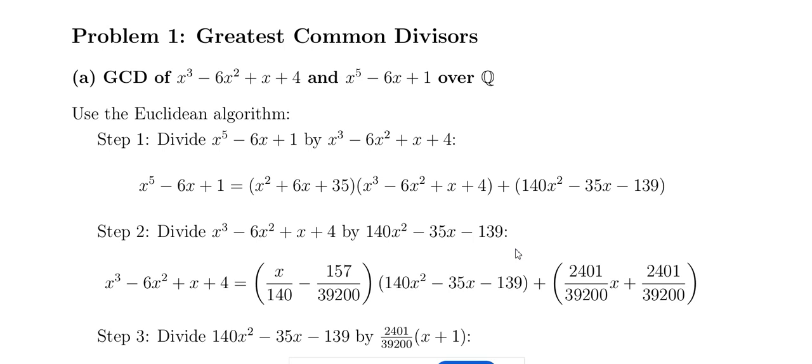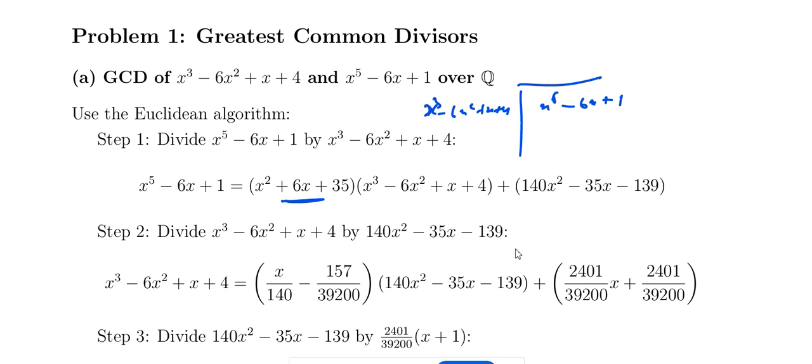So the normal procedure is to factorize and then evaluate. So x power 5 minus 6x plus 1 divided by this one. When you divide by this one, we get a normal division. So x cube minus 6x plus 5. So x cube minus 6x square plus x plus 4 into the quotient. This is the quotient after dividing by this one. You can do long division. And x cube minus 6x square plus x plus 4, x power 5 minus 6x plus 1.